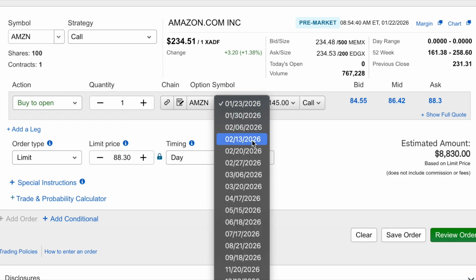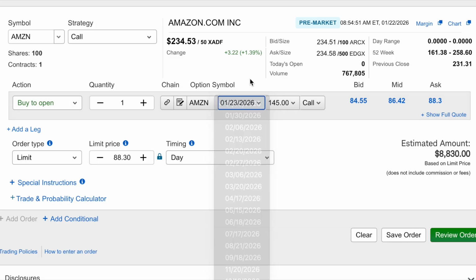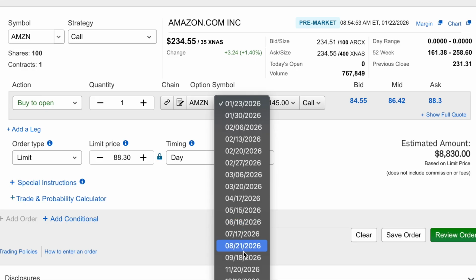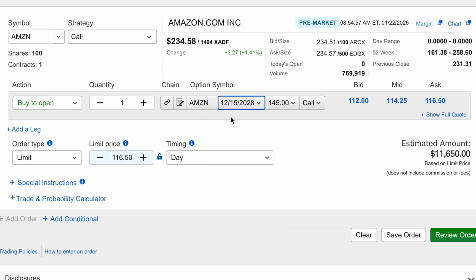But here are all the expiration dates. Now I have to have this window smaller because I don't want to show my actual account number and I don't know really how to blur it out, but you can get the idea. This tab here are all the dates you can pick. It goes all the way to December 15th, 2028. So we can lock in a price of Amazon for quite a long time because today's date is January 22nd, 2026. We can lock in a price to buy Amazon all the way up to December 15th, 2028. That's as far out as the time horizons go.